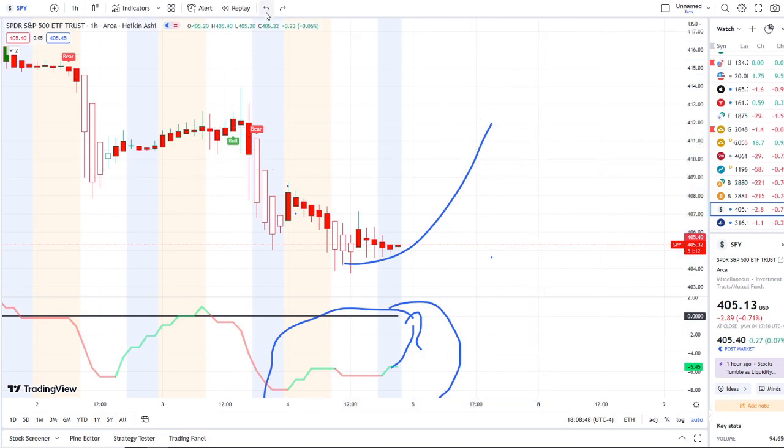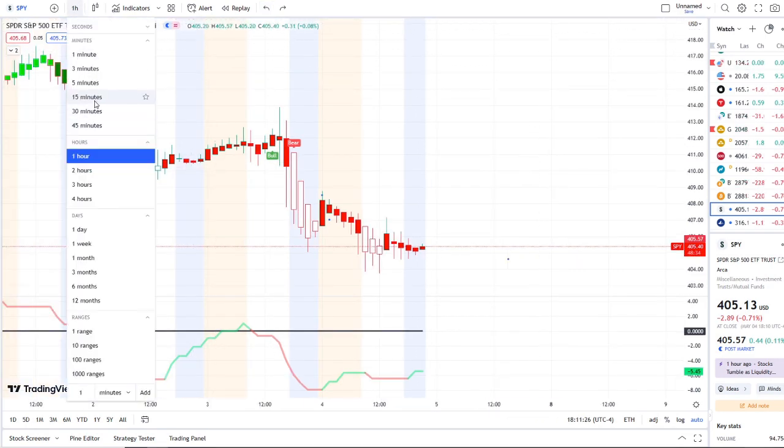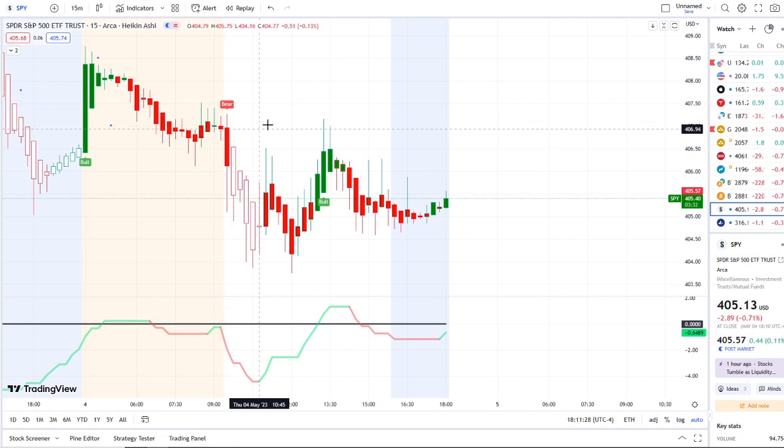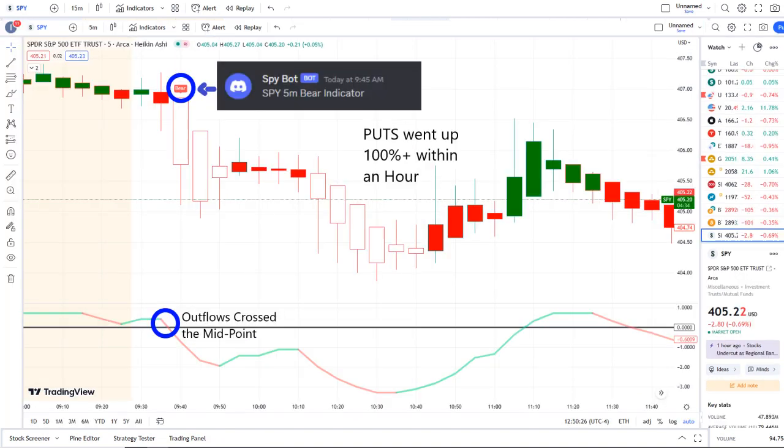Now we're going to zoom back out here to the 1 hour in just a moment, but let's go ahead and zoom in here to the 15-minute chart, and we could see here that a bear indicator popped up towards the opening bell and outflows were below the midpoint. And on the 5-minute, as you see there popping up within the screen, our SPY bot at 9:45 a.m. sent out a bear indicator. And from that moment forward, outflows crossed the midpoint to the downside.